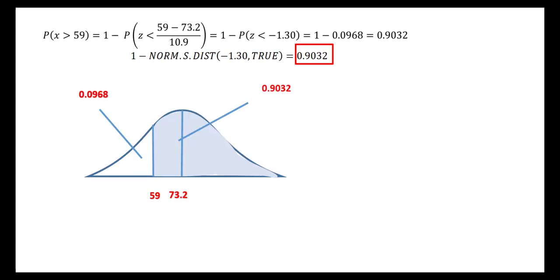So if we look at the curve, we'll see that 59 is less than the mean in this case. So we locate it to the left. So the area that we find from the table is going to be to the left, which we have over there. But we are interested in the shaded area, so we have subtracted that value from 1 to get the area that we are interested in, which is above 59.